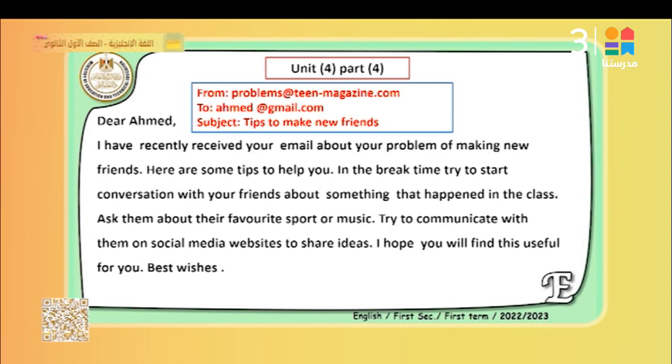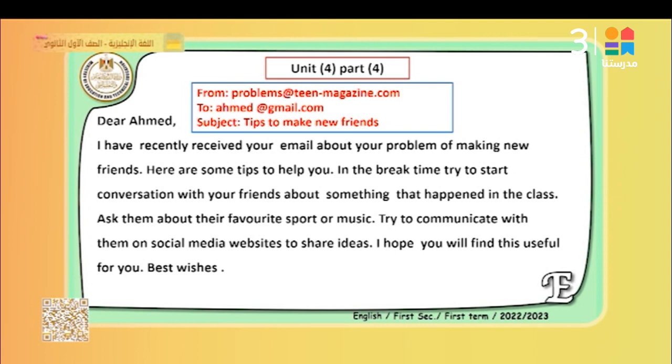In the break time, try to start a conversation with your friends. And this is what we have discussed in our unit, that in order to make friends, you have to start a conversation with them about something that happened in the class. Ask them about their favorite sport or music. Try to communicate with them on social media, websites, to share ideas. I hope you will find this useful for you. Best wishes. And best wishes here is the closing of the email. So, dear Ahmed is the greeting, then we have the body, then we have the closing, best wishes.